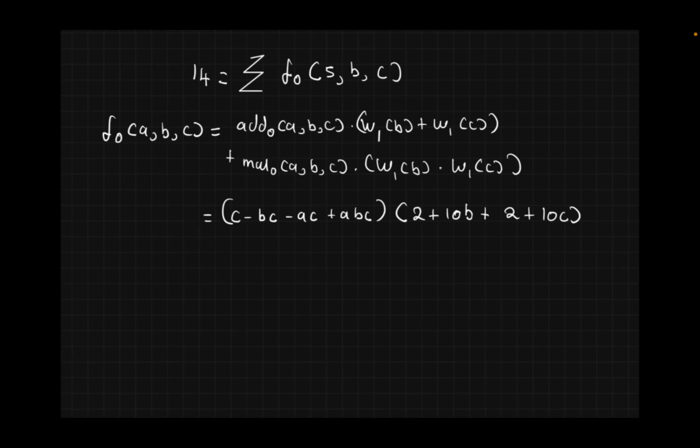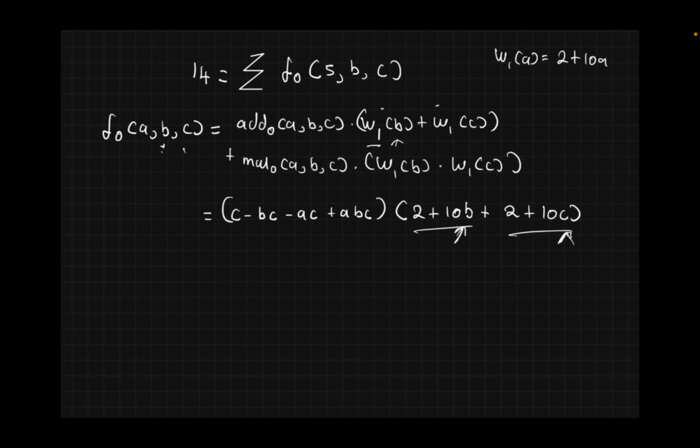No, because we're in another round. This W1 is evaluated at B. Actually, W1 of A is 2 plus 10A, right? We're using the same W1, but we want to be able to evaluate it at two different points, at B and C. So we create the B version of it and the C version of it, so that when B comes in here, it knows where it needs to go, and when C comes in here, it knows where it needs to go. Does that make sense?